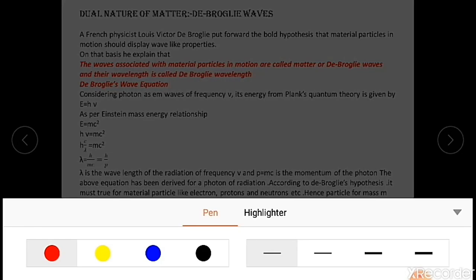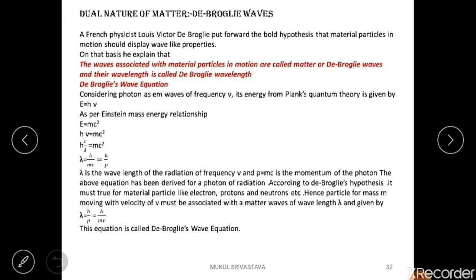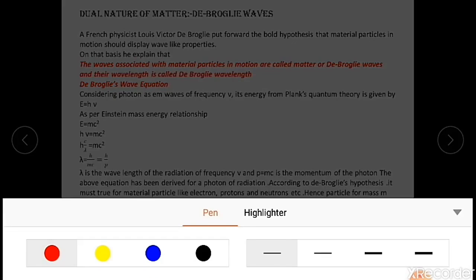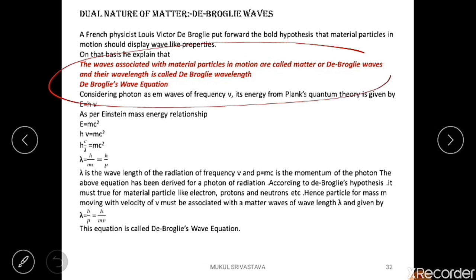The waves associated with material particles in motion are called matter waves or de Broglie waves, and their wavelength is called de Broglie wavelength.